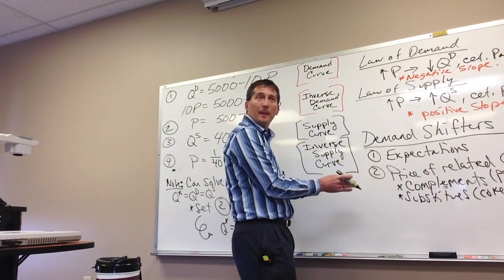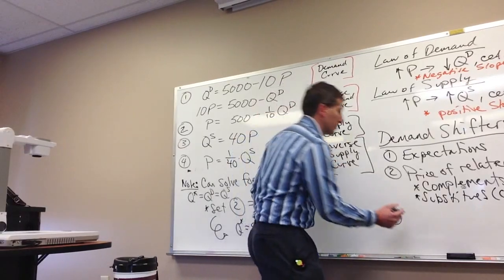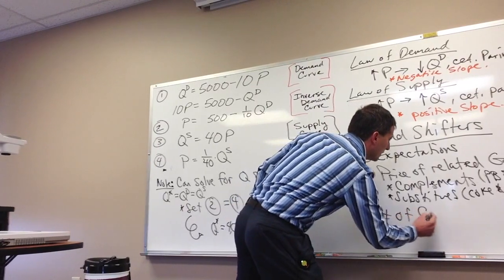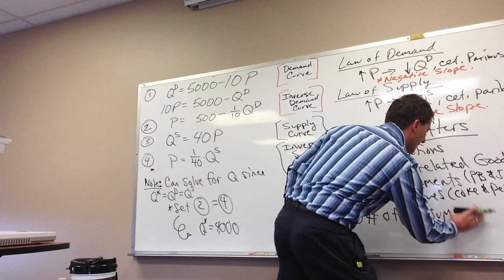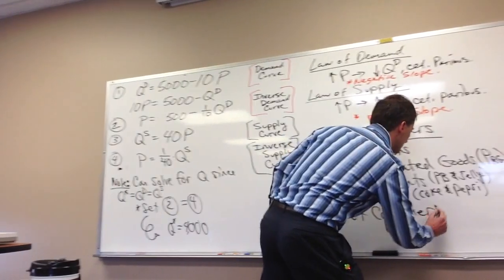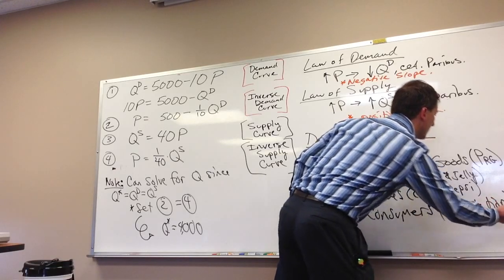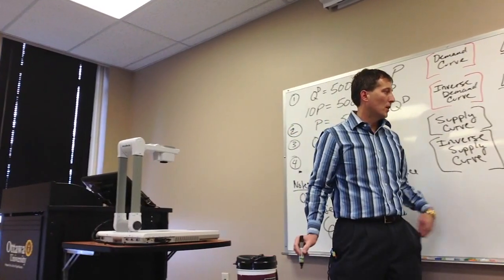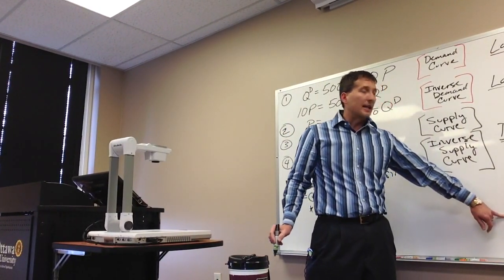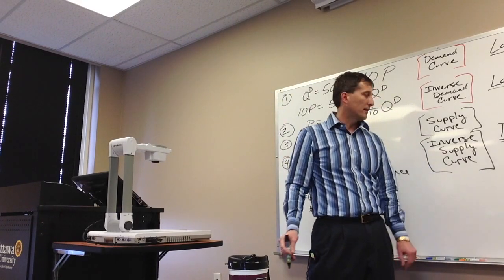What else? Market size. So that is the number of consumers on the demand side. With the supply side, it's going to be the number of suppliers. So the number of consumers or the population. So an increase in the population leads to an increase in demand. There's just more bodies there to have to deal with.